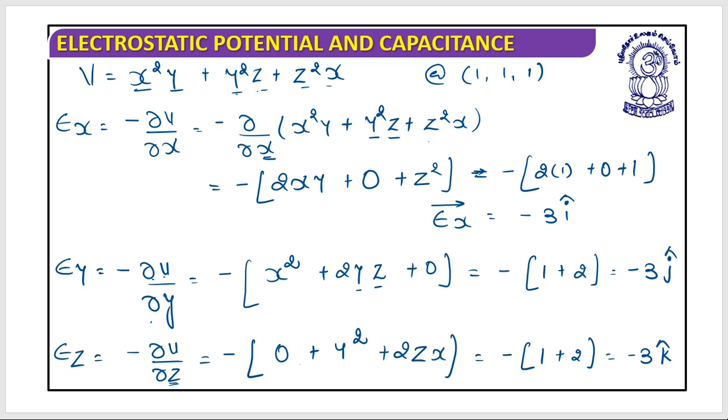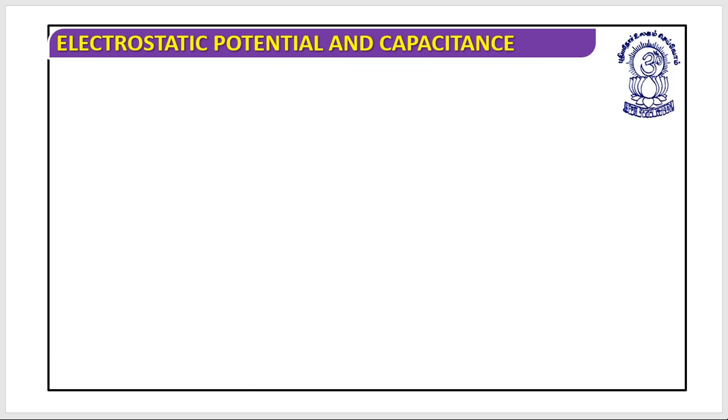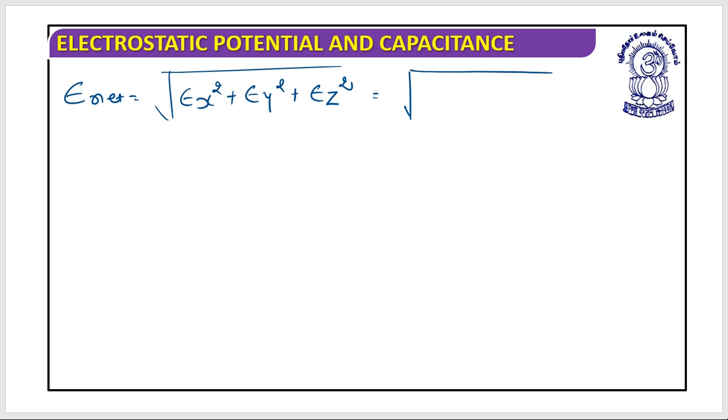This is Ez. So now what I need to find out is the E net, and that would be equals to under root of Ex square plus Ey square plus Ez square. So this is under root of 3 square plus 3 square plus 3 square. This is 3 root 3 Newton per Coulomb.